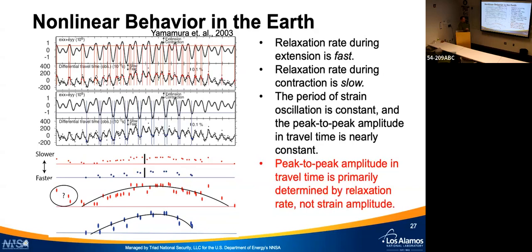Okay, so my interpretation is that the relaxation rate during extension is fast. The relaxation rate during contraction is slow. The period of the strain oscillation is constant, and the peak to peak amplitude and travel time is nearly constant. So the peak to peak amplitude and travel time is primarily determined by relaxation rate, not the strain amplitude.